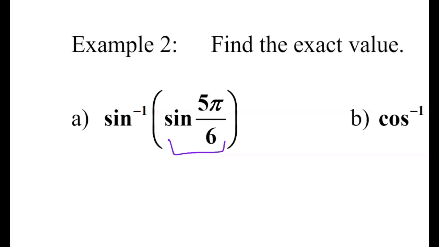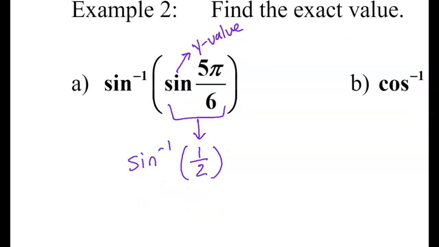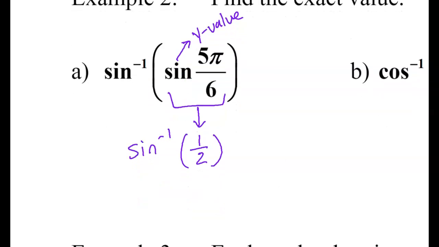So if I'm looking on my unit circle and I'm finding an angle 5 pi over 6, where is it? It's a 150 degree angle. At that angle, because I'm dealing with sine, you know you're looking for the y value. So at the angle 5 pi over 6, the y value is 1/2. So this whole thing is equal to 1/2. And now that I have figured out what sine of 5 pi over 6 is, now you find the sine inverse of 1/2.